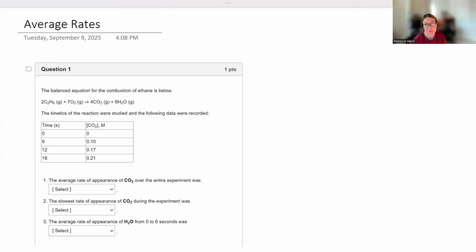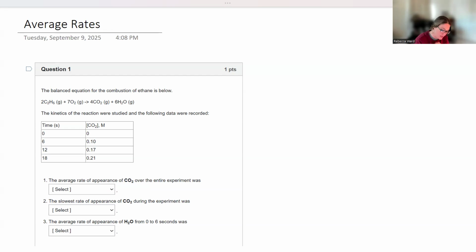All right, we're going to work through an exam style question asking about average rates. So we're working in chapter 14 on kinetics. And in this question, we're given a balanced equation for the combustion of ethane, and then we're given some data that was collected on this reaction. So first off, make sure that you're paying attention to what data is given to us.